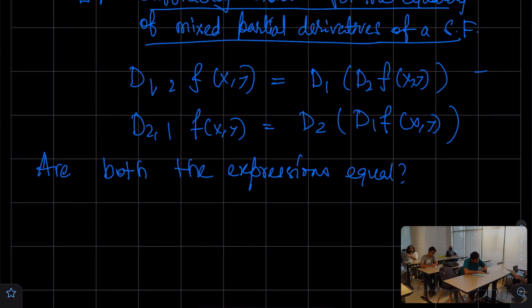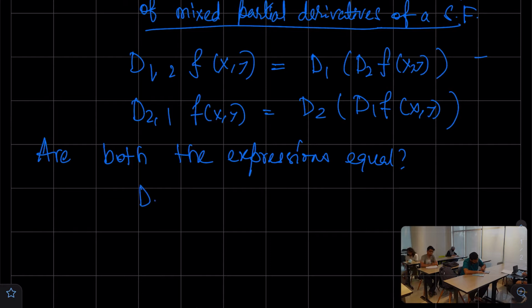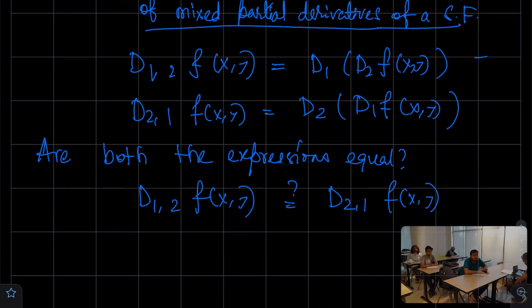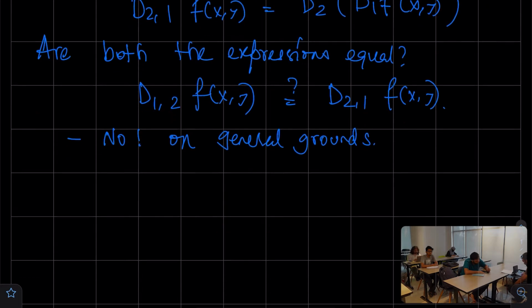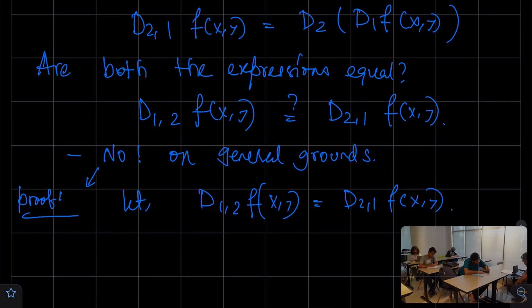It's natural to expect them to be equal if you are just computing things and not defining things properly. However, if you define things properly, you'll see they're not actually equal for an arbitrary situation. Actually, the answer is no, on general grounds. So you can come up with an example. This is a proof by counterexample. Suppose d12 f equals d21 f is true. Then give a counterexample: you can come up with a function.